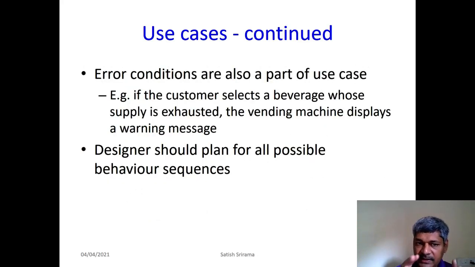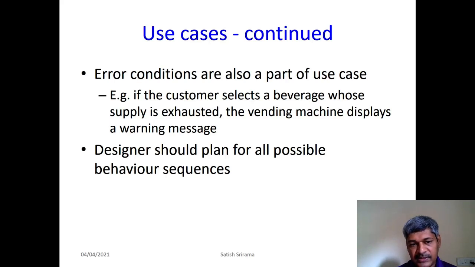So I quickly mentioned it, but let us also think about these things. Error conditions are also part of a use case. Say for example, if a customer selects a beverage whose supply is exhausted, the vending machine displays a warning message. So this is also an alternate message sequence for you.